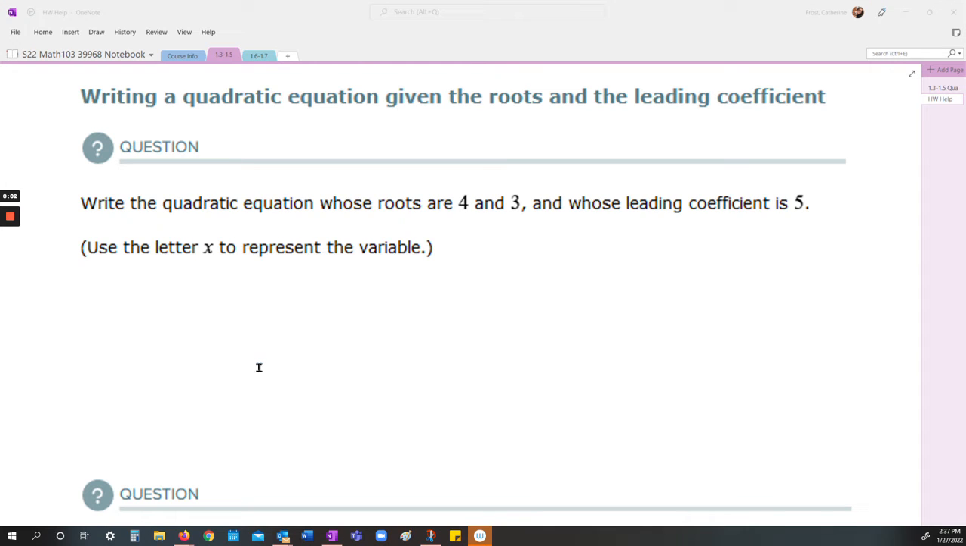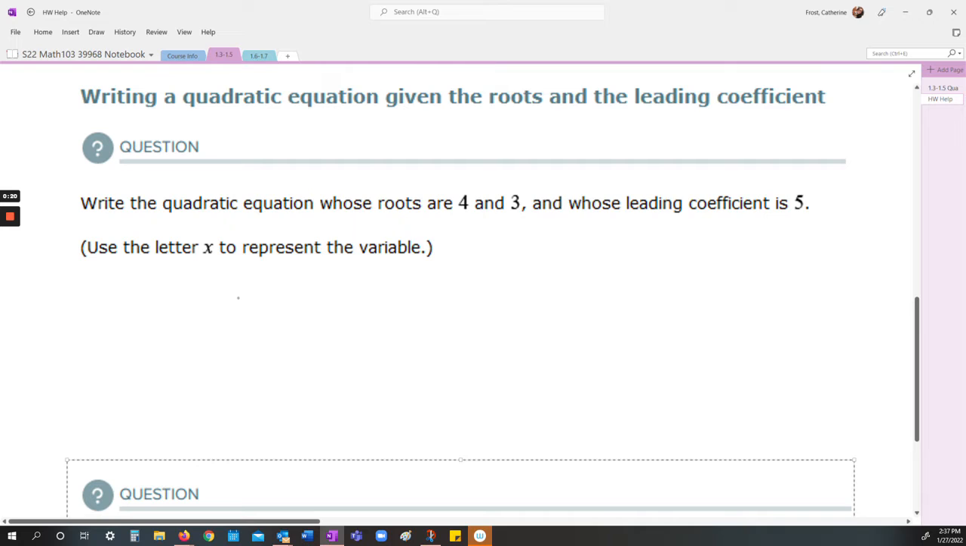Writing a quadratic equation given the roots and the leading coefficient. So roots is another way to say solution. It says, write the quadratic equation whose roots are 4 and 3 and whose leading coefficient is 5. So if the roots, let's talk about this guy later.